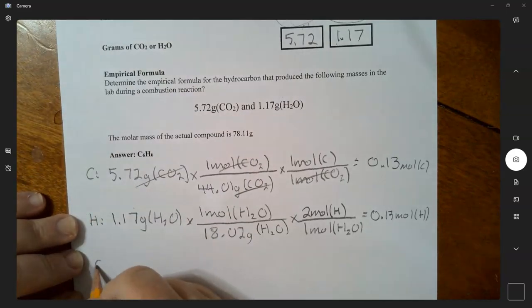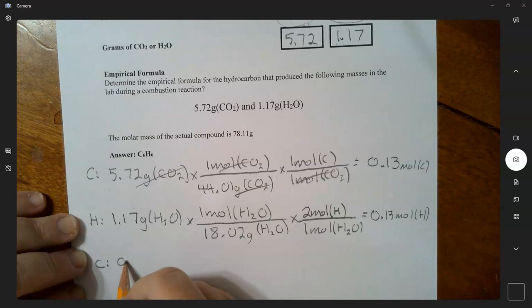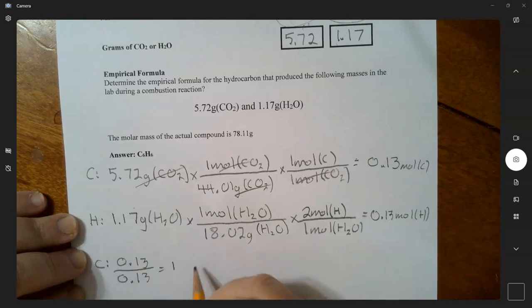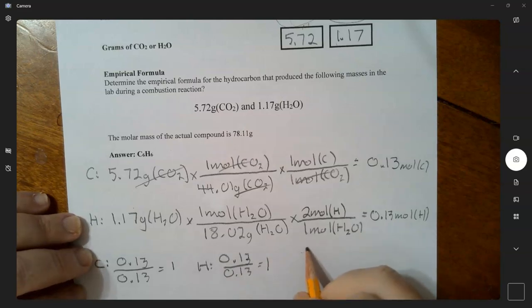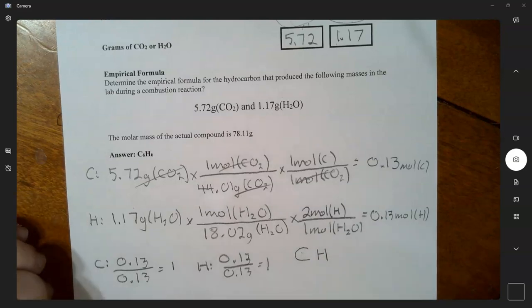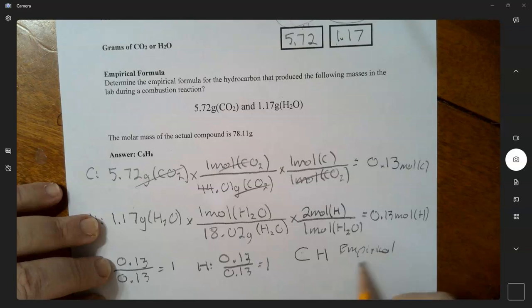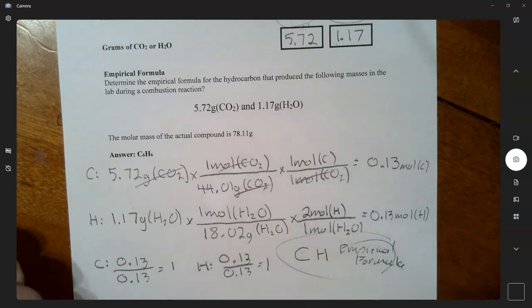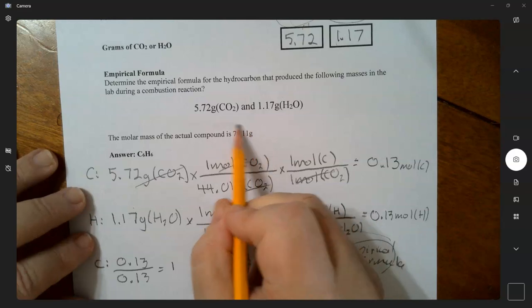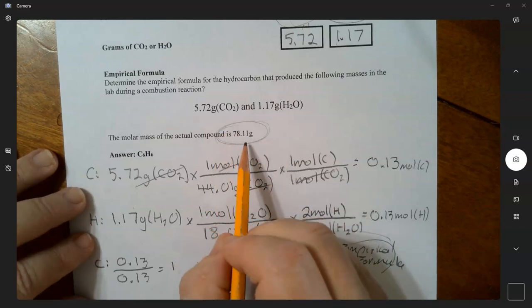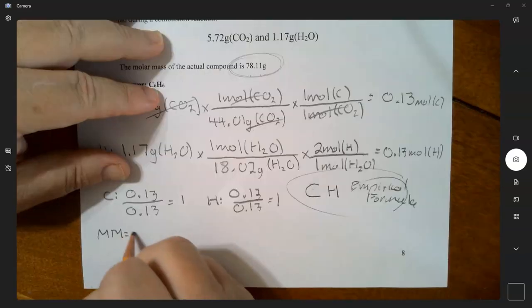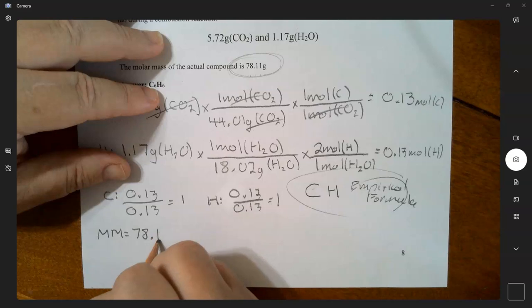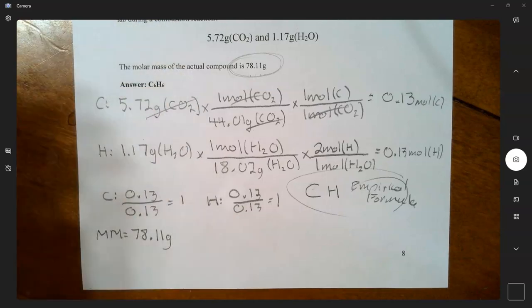So the ratio is going to be for carbon 0.13 over 0.13, so it's 1. Those are whole numbers. So that means the empirical formula has to be C1H1, or we just call it CH. So that's the empirical formula. Now we're going to go on, and we're given a molar mass right here of the actual substance, the actual gas: 78.11 grams.